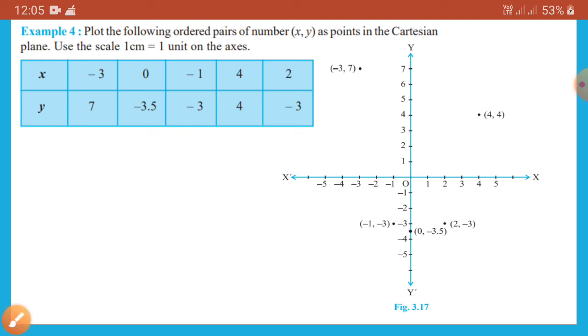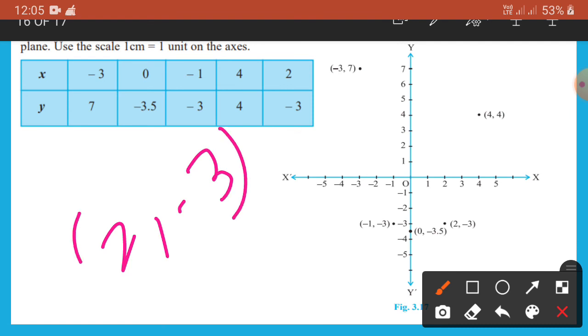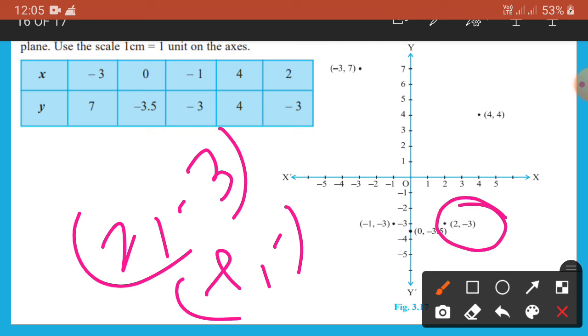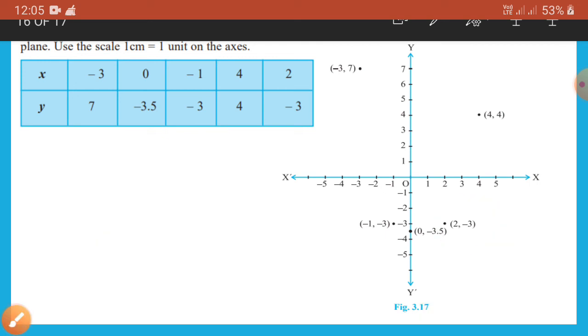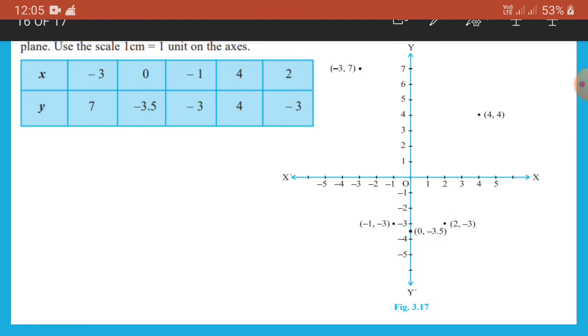And the last point is (2, -3). So it has the signs plus and negative, so it will fall in the fourth quadrant. Okay, so now the distance along the positive x-axis is 2, and the distance from the positive x-axis in the direction of the negative y-axis is 3. That's why the point here is (2, -3). Okay, got it?